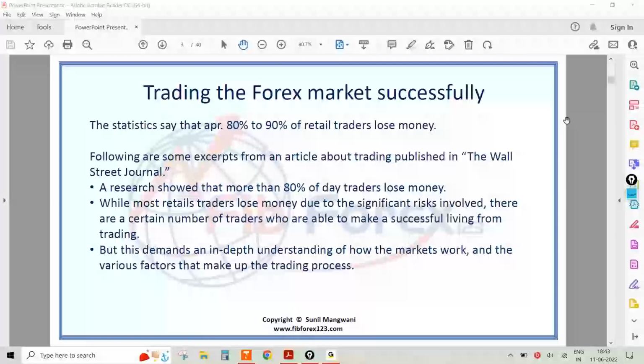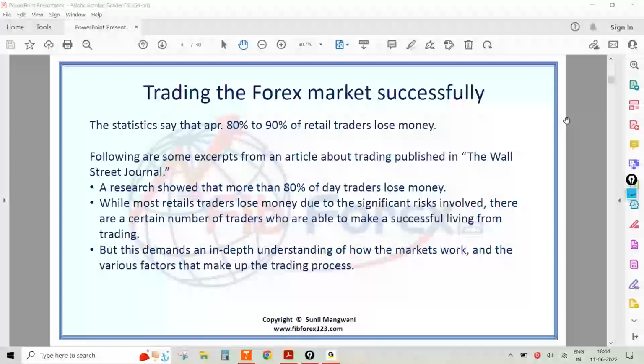Okay, so going over some basic stuff, trading any markets, the statistics say that 80 to 90% of retail traders lose money. Now, this is something we've gone over earlier, but worth going over once again. Retail traders are individual traders like you and me. We are not talking about institutes, we are not talking about banks, we are not talking about funds. So research has shown, and we know it, that almost 80 to 90% of individual retail traders lose money.